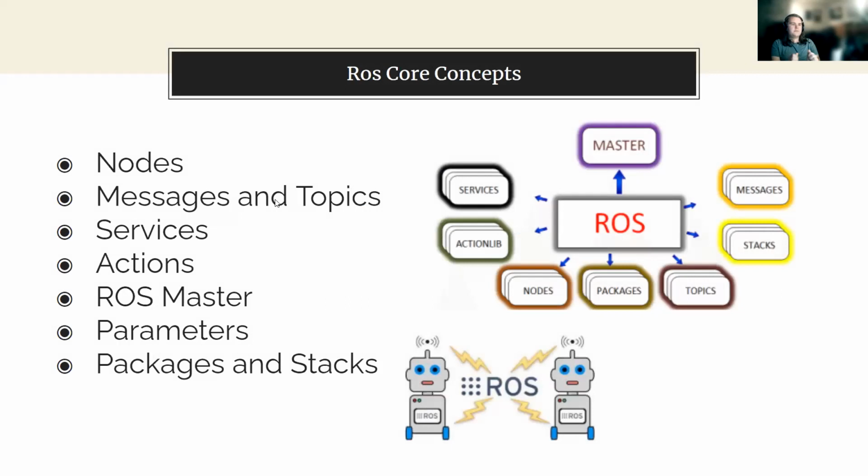Okay, so these are the main core concepts and the core things that ROS offers: nodes, messages and topics, services, actions, ROS Master, parameters, and packages and stacks. And we'll go into each of them in detail.